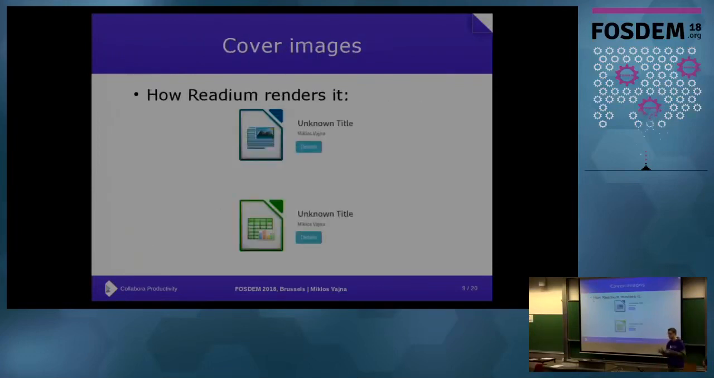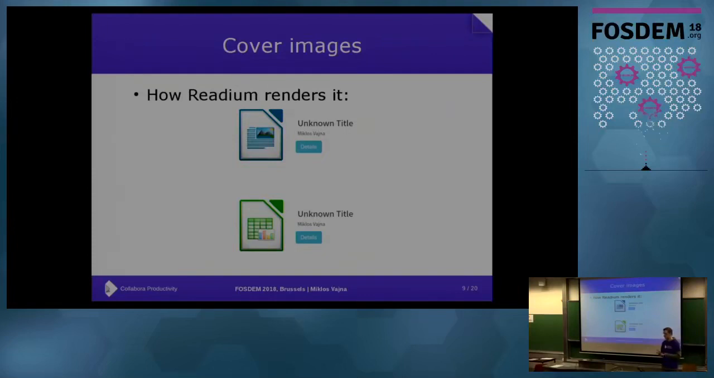Then we come to features where the Writer document itself does not really have a concept for, but the EPUB specification has. The first example is cover images. In Writer, you don't really set a cover image on a document.